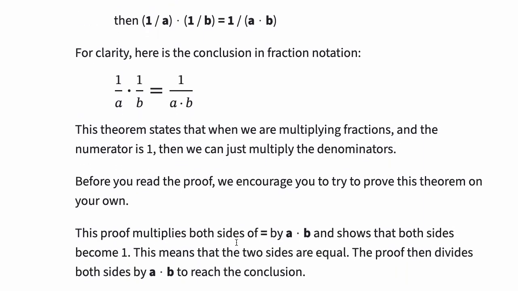This proof multiplies both sides of the equal sign by a times b, and shows that both sides become 1. This means that the two sides are equal. The proof then divides both sides by a times b to reach the conclusion.